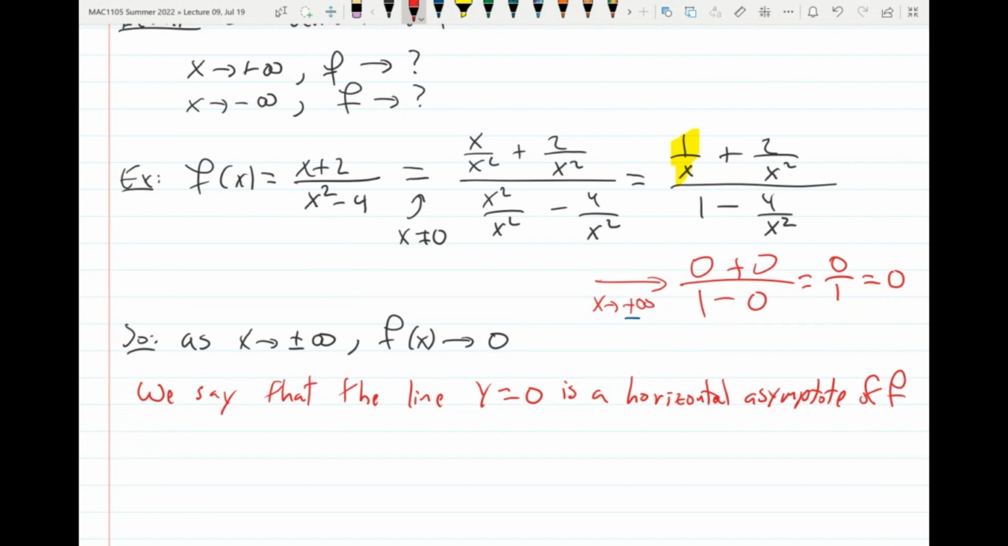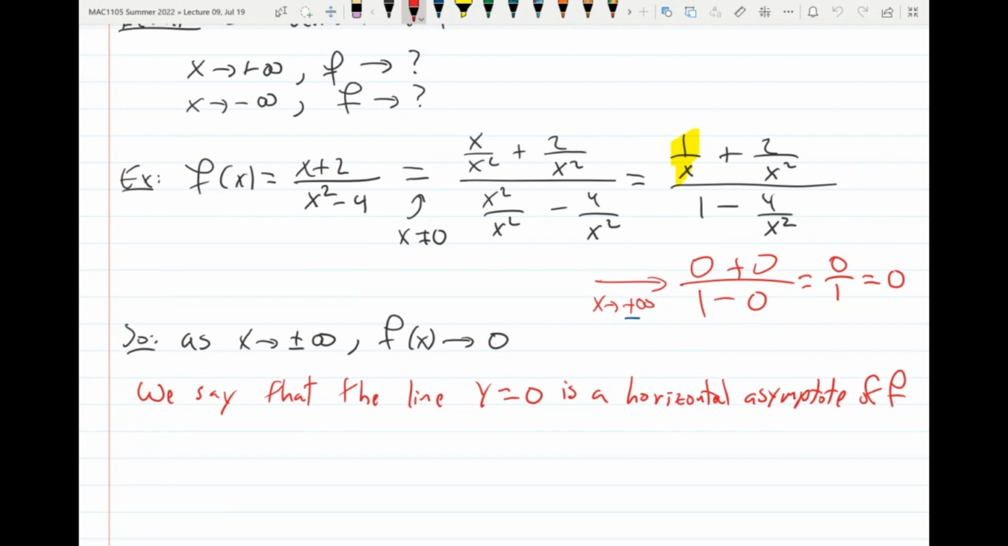So, for example, here you can see that anytime the degree of the top is less than the bottom, this kind of behavior is going to happen. Do you understand this? If you divide top and bottom by the highest degree, which is the one in the denominator, then everything on top will be little fractions, and they're going to go to 0. Yes? So if the degree of the top is less than the bottom, you will always have the end behavior to be 0, therefore y equals 0 is a horizontal asymptote.